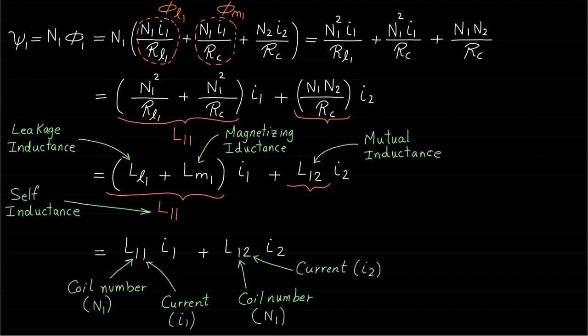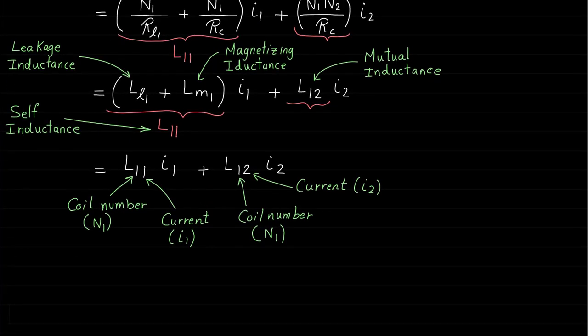In case of the mutual inductance L12, the first number of the subscript represents the coil number, and in this case it is coil 1. The second number represents the current that produces the magnetic field that links to coil 1, and in this case it is the current I2. Basically, L12 represents the inductance of the magnetic field phi M2 that is produced by the current I2 and links to coil 1.